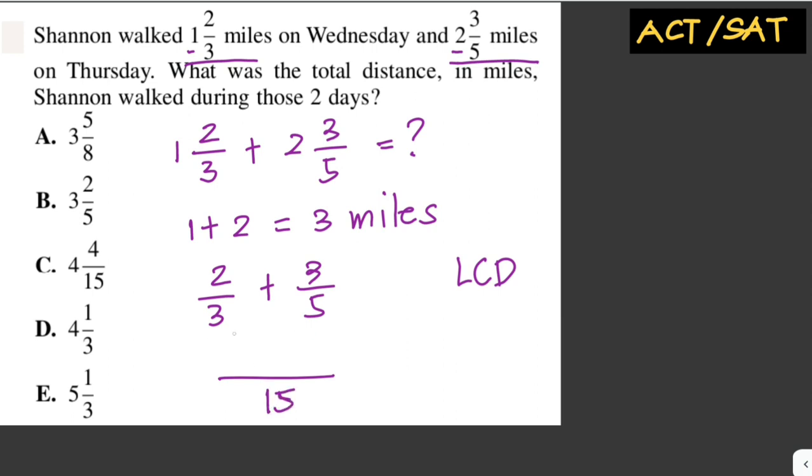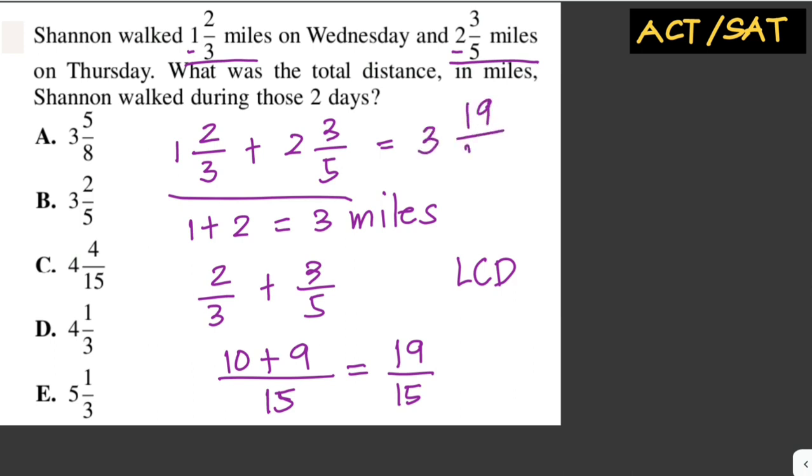So 15 divided by 3 is 5. 5 times 2 is 10. And then copy the operator sign, plus. And 15 divided by 5 is 3, times 3, that is 9. So this is just equal to 19 over 15. Therefore, this one is just equal to 3 and 19 over 15.